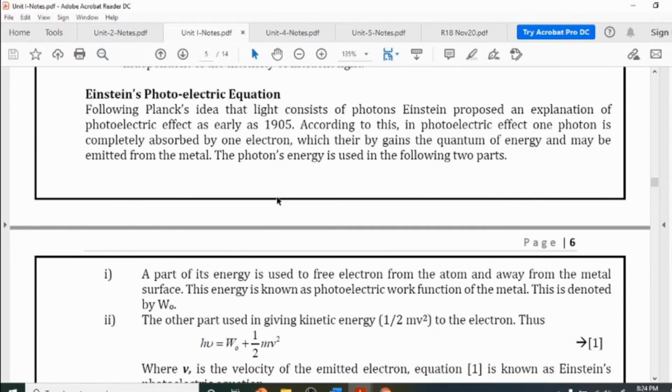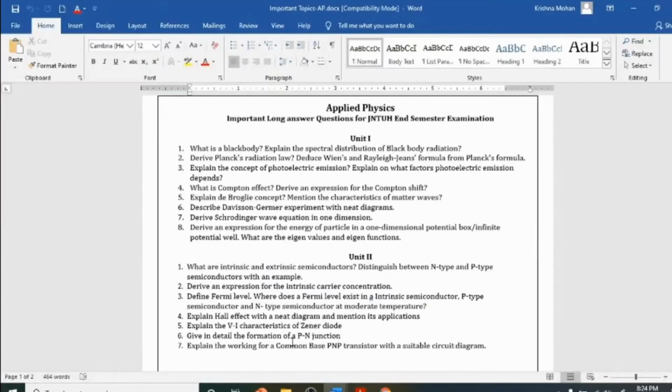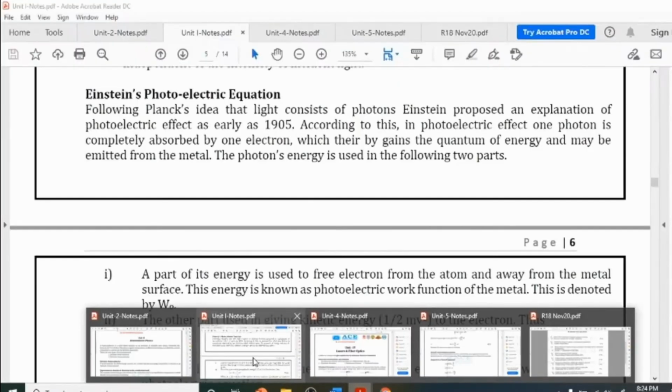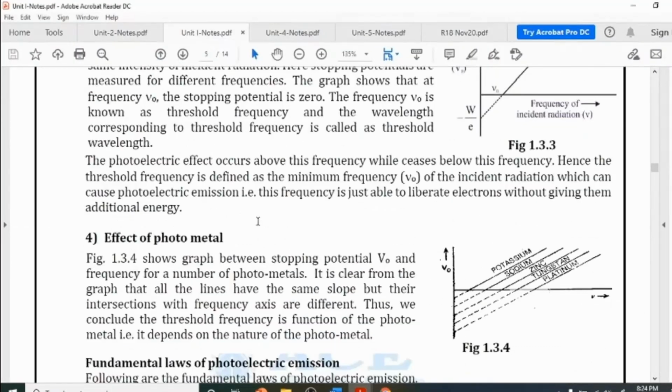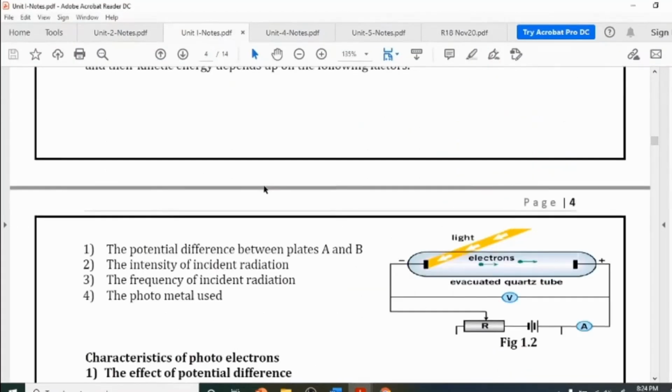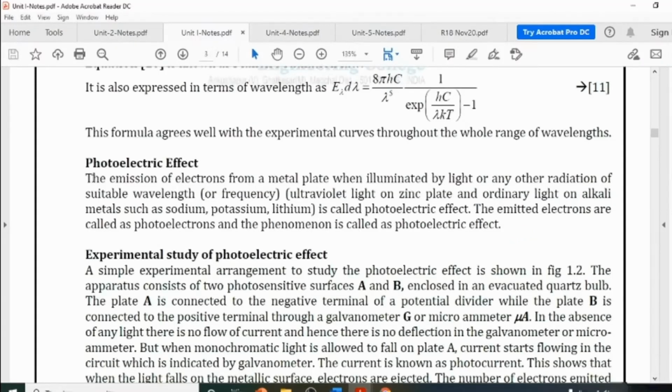Suppose you are asked to write about photoelectric emission only, how much do you need to write? Let us consider the question here. Explain the concept of photoelectric emission. Explain what factors photoelectric emission depends on. So this is what we have just seen. What is photoelectric emission, you would write down anyway. So this is the part.